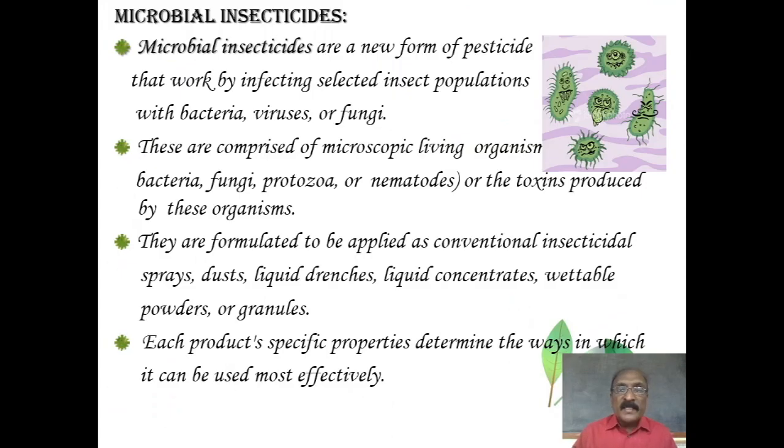Microbial insecticides are a new form of pesticide that work by infecting selected insect populations with bacteria, viruses, or fungi. These are comprised of microscopic living organisms, that is the bacteria, fungi, protozoan, or nematodes, or the toxins produced by these organisms. They are formulated to be applied as conventional insecticidal sprays, dust, liquid drenches, liquid concentrates, wettable powders, or granules.